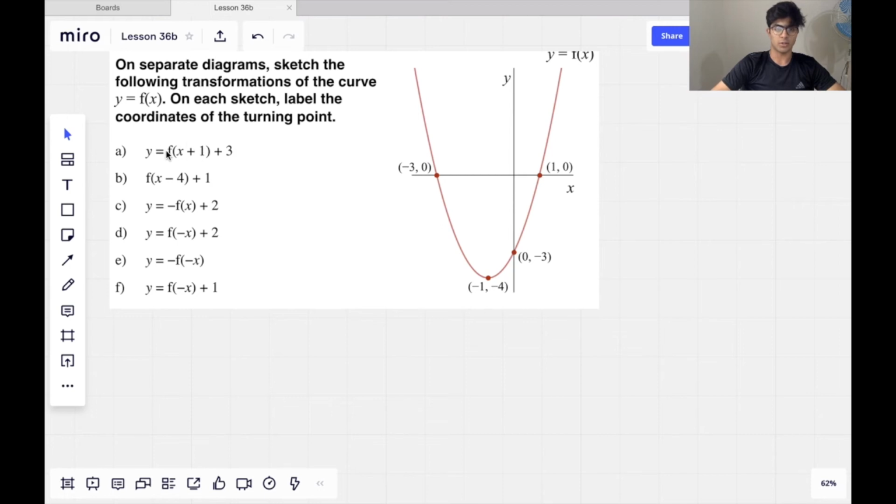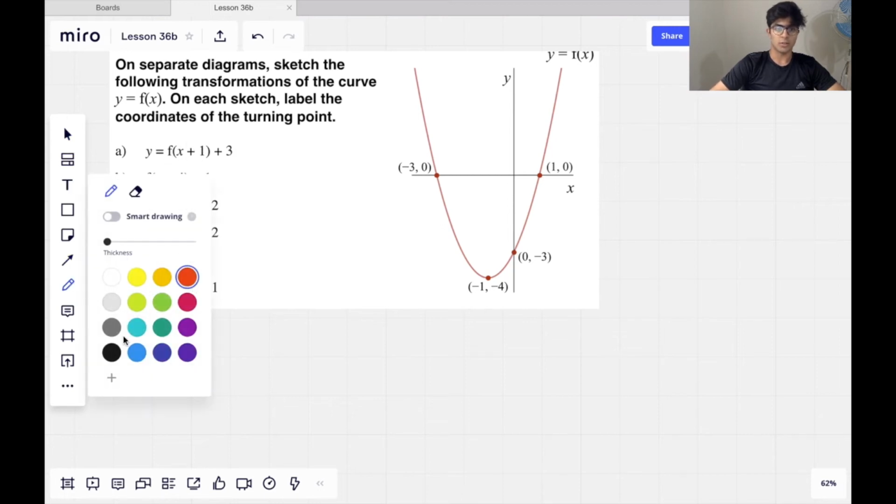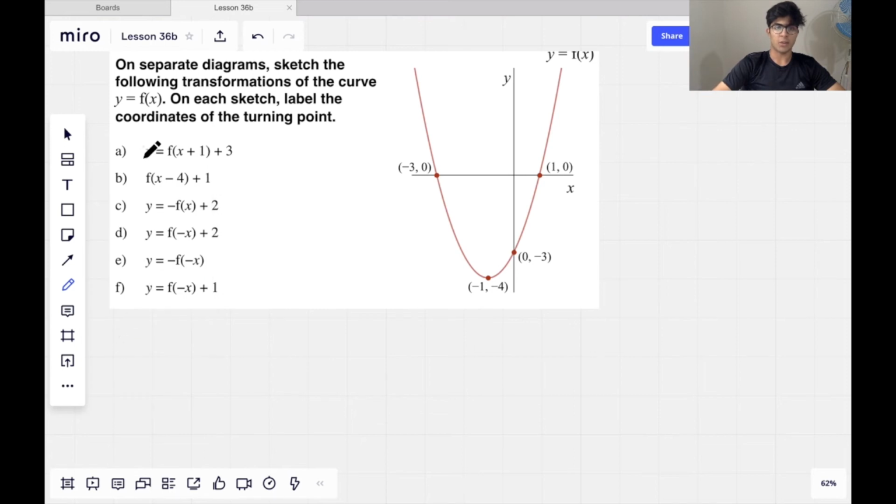And also when it comes to these, rearrange it so that everything either affects a y or is inside the brackets affecting an x. So for a, we rearrange it as y minus 3 is equal to f of x plus 1. Now everything is either inside a bracket affecting x or next to the y affecting the y. So this is a translation. If you can, pause the video and think about what the translation is. It's minus 1, 3. And you just sketch this, right? So you'd go to the left by 1 and up by 3.